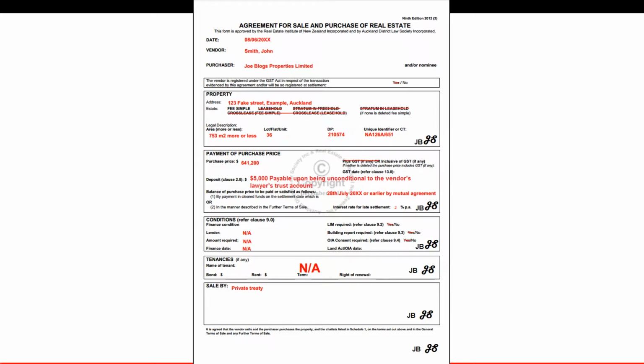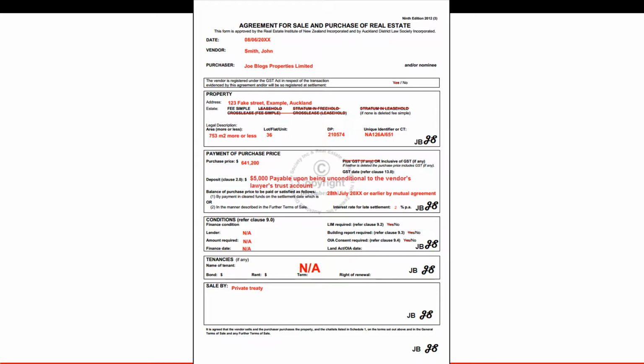And the next section you can see is when the balance is to be paid for the remainder of the purchase price. So on this section here, we've got 28th of July or earlier by mutual agreement, and that's all you need to write. But the settlement date is something that needs to be negotiated and accepted by both the vendor and yourself. It's a mutual understanding that you both agree on.